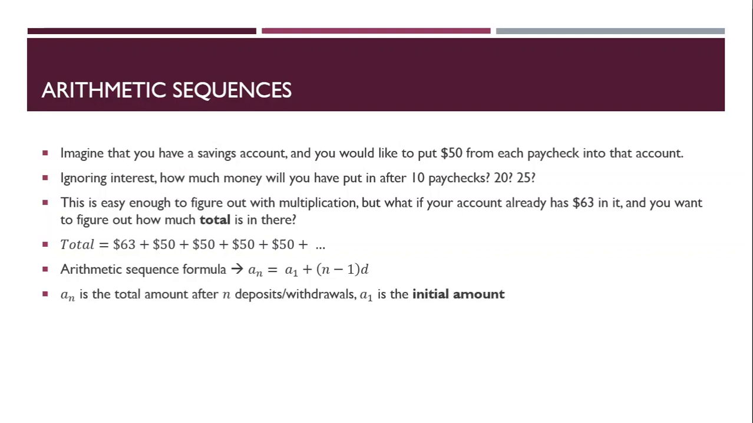So again, A sub n is the total amount after however many deposits and withdrawals. A sub 1 is the initial amount, so $63 in our case. N is the number of deposits, and D is the common difference. In an arithmetic sequence, we're always either adding or subtracting the exact same number. In our case, we're adding $50, so that is the common difference.